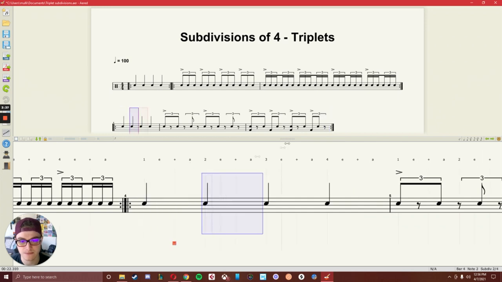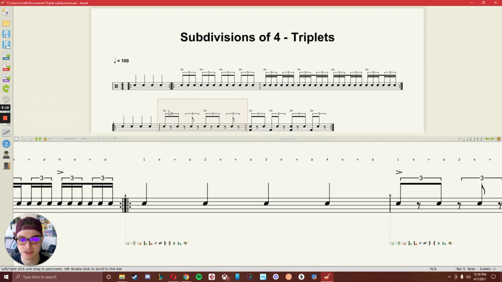1, 2, 3, 4, 1, 2, 3, 4. So here on this last bar, I have the bass drum playing the quarter note. Now, the quarter note triplet is a pretty common notation. The thing is, it's a little bit more complicated. I wanted to show you that it exists and show you how it works and how it's written.